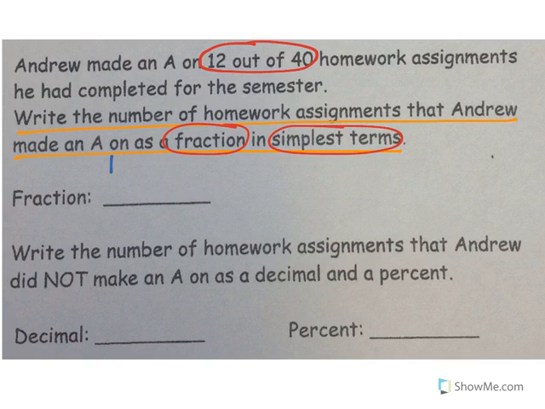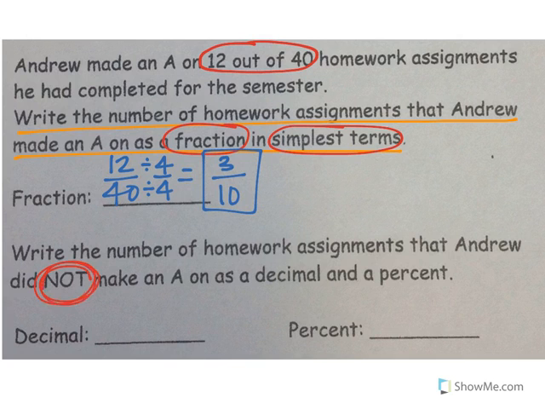Well, I'll start off by writing 12 over 40, and then I need to simplify. I know that 40 can be divided by 4, and so can 12. So I'm going to divide both of those by 4. 12 divided by 4 is 3, and 40 divided by 4 is 10. So my fraction in simplest terms is 3/10. Now we need to write the number of homework assignments that Andrew did not, circle that lots of times, make an A on as a decimal and a percent.